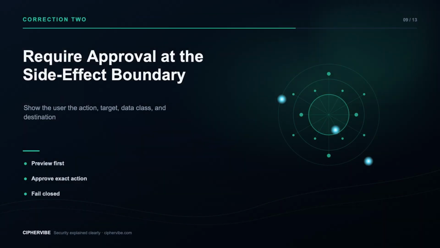The second correction adds an approval step before any write or external side effect. The interface shows the tool, destination, fields, and reason. Approval is bound to that exact request and expires quickly. A vague approve button is not enough. If policy evaluation, identity, or confirmation is missing, the gateway fails closed. The model can propose, the authorized user or policy decides.